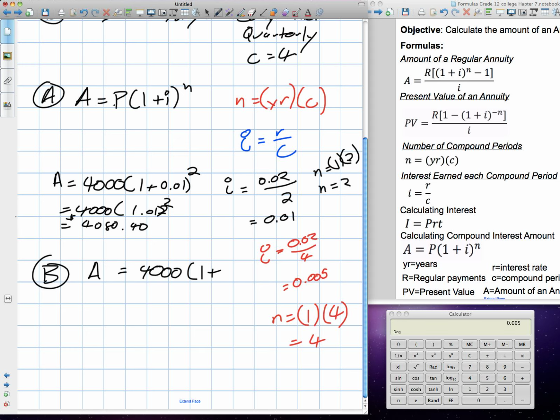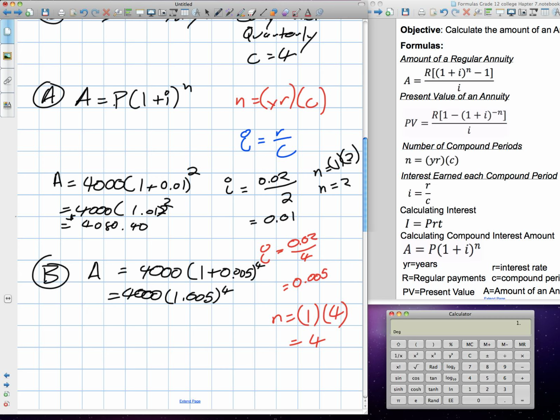We get 1 plus 0.005 to the power of 4, times 4,000. 1.005 to the power of 4. We plug that in. 1.005 to the power of 4 times 4,000. And we got 60 cents instead. So $4,080.60. So the difference between the two compounding periods is 20 cents.